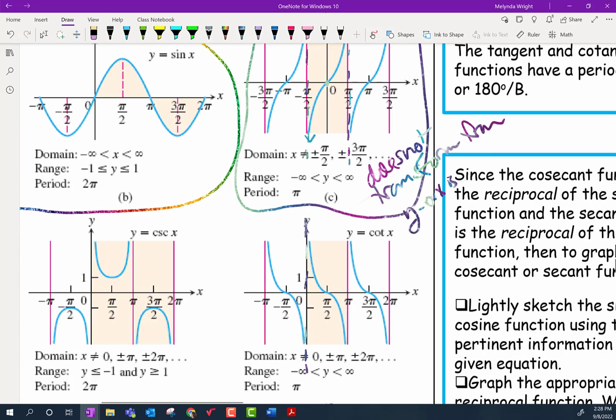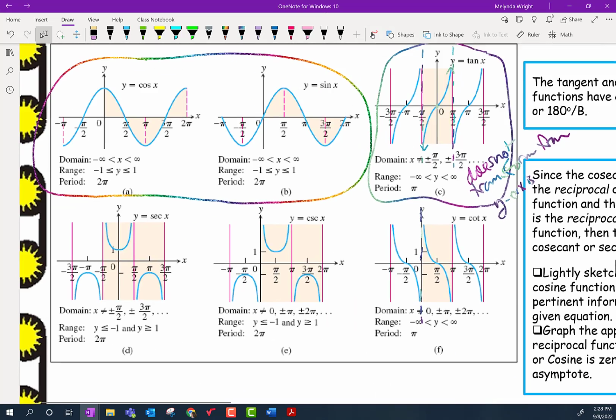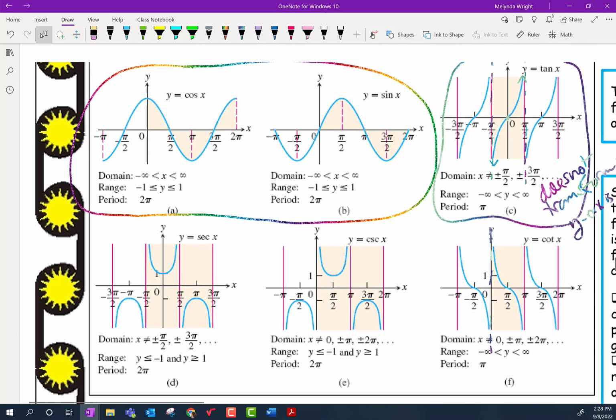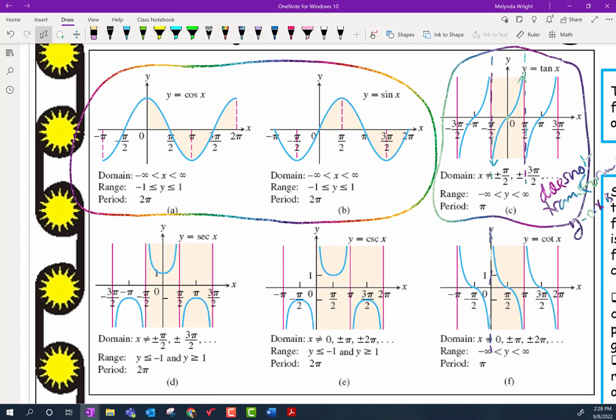Okay. So now let's look at the other 2, which are quite similar. Those little curves that you see right here, they look like parabolas. They're not parabolas.